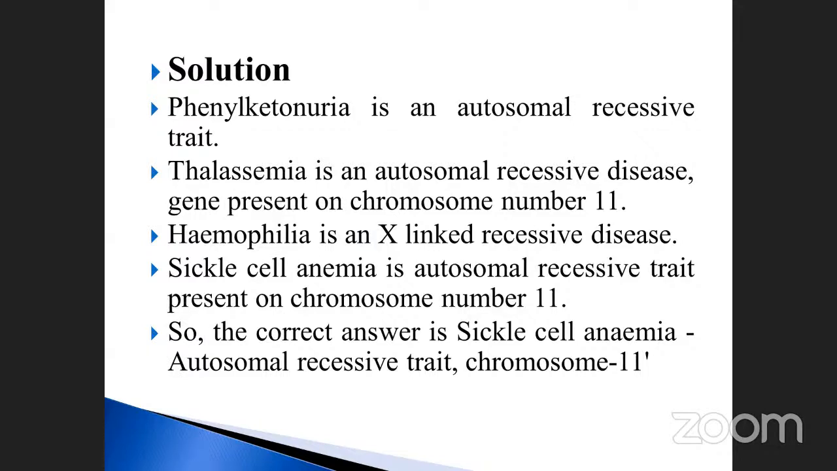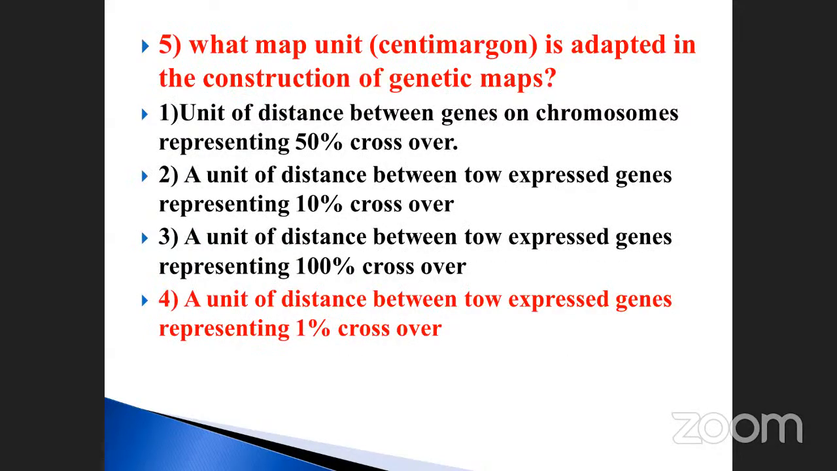So thalassemia as well as sickle cell anemia, both are the same. See, autosomal recessive here also. This is also autosomal recessive. Okay, see the 11th chromosome, both are the same. So the correct answer is sickle cell anemia, autosomal recessive trait, chromosome 11, which is the correct one they have given in this part.